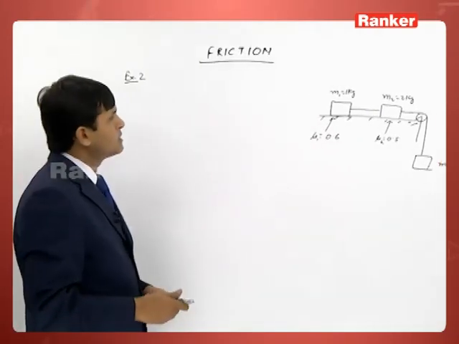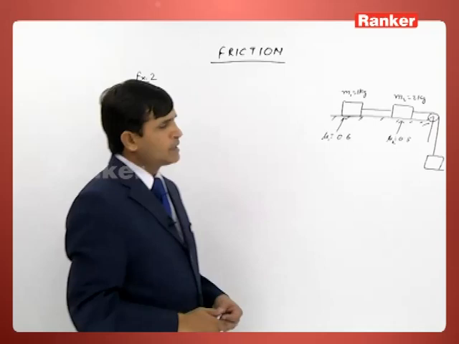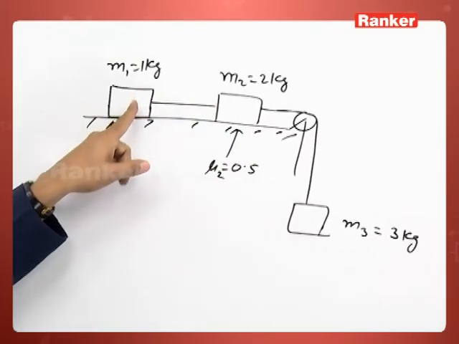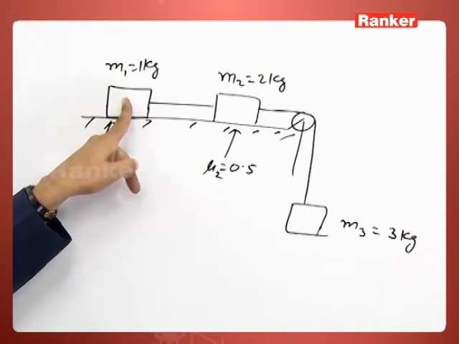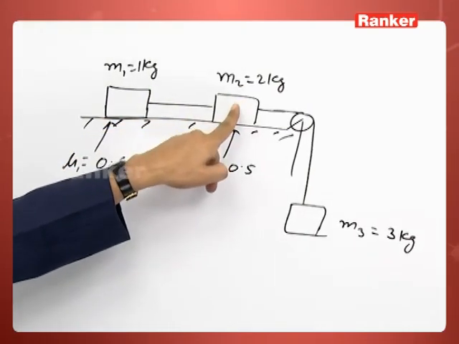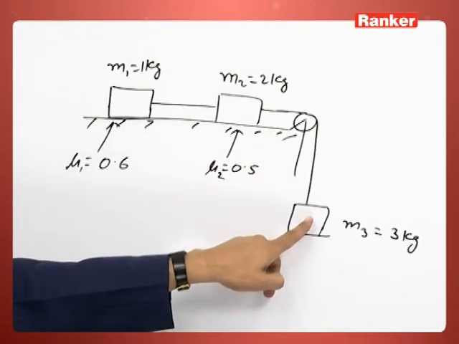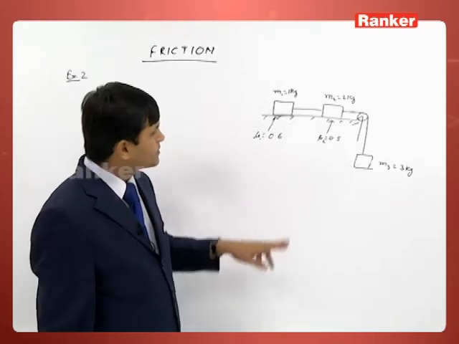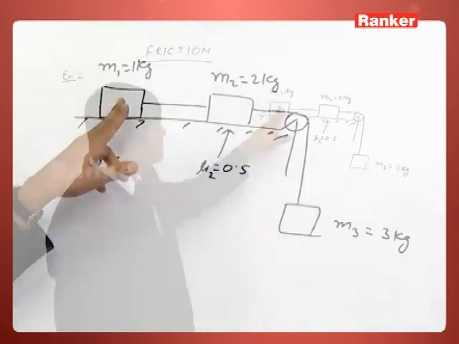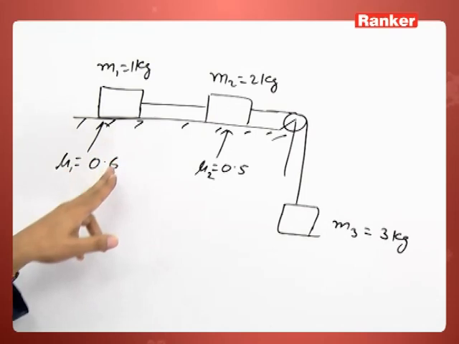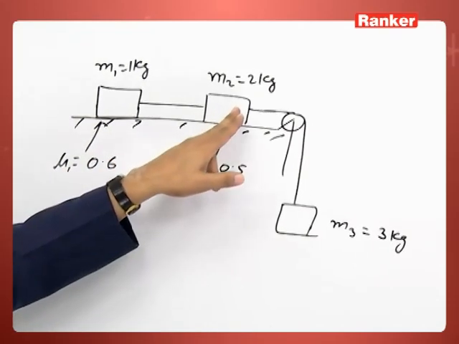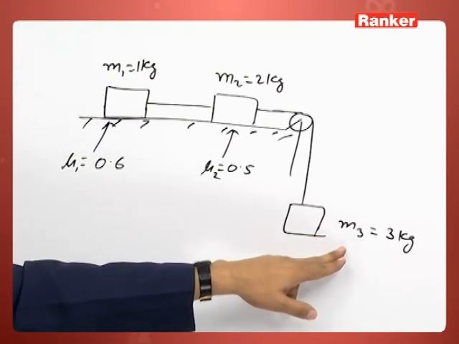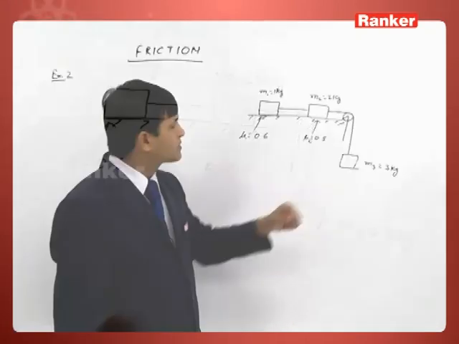So this is the whole system that is given. In the question again we are saying there are 3 blocks: block m1 of mass 1 kg, block m2 of mass 2 kg, and another block m3 of mass 3 kg which is suspended. The friction coefficient between block 1 and ground is 0.6, and between block 2 and ground is 0.5, and this is your suspended block.